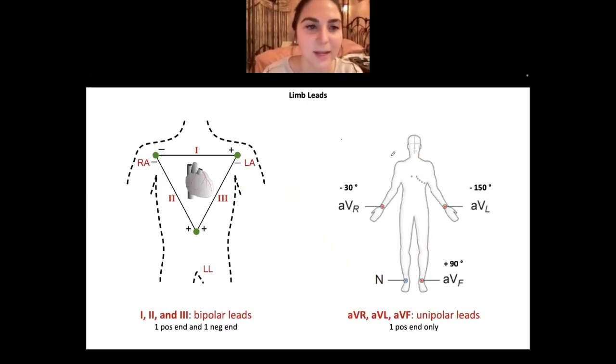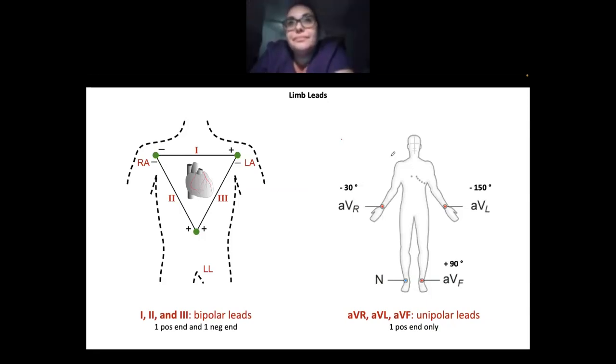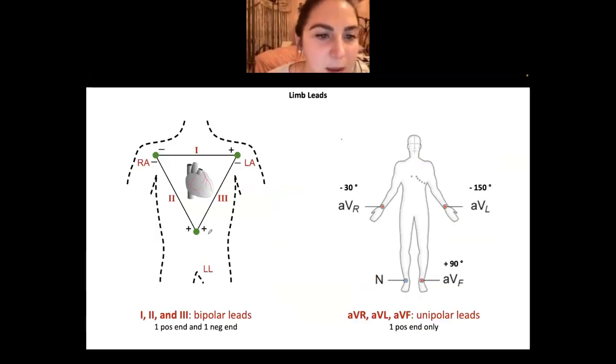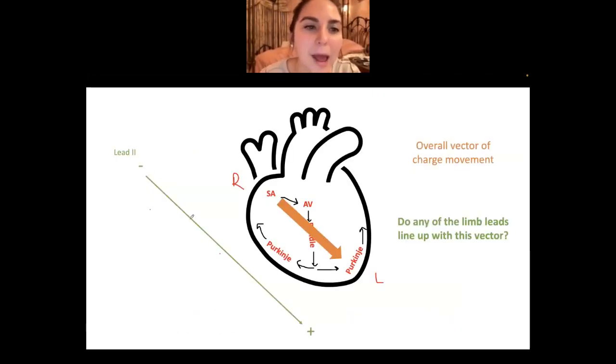So do any of these guys line up with that beautiful overall electrical vector? Yes, lead 2. So lead 2, remember, it's put on the top right shoulder and then it goes to the bottom left. And that's why on here it's like this. You can see, it's not beautiful, but it's on the right shoulder and then it goes to the lower left part of the body. And that's why, again, people look at lead 2, because it lines up beautifully with this vector of the heart.